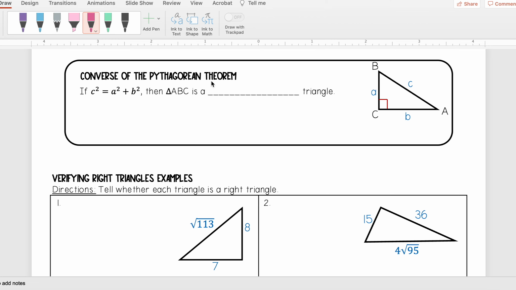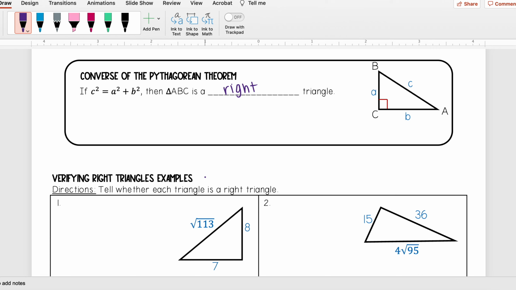In this video, we're going to be talking about the converse of the Pythagorean theorem. So we can actually take the Pythagorean theorem and flip it around. And that says if c squared is equal to a squared plus b squared, then triangle ABC is a right triangle.